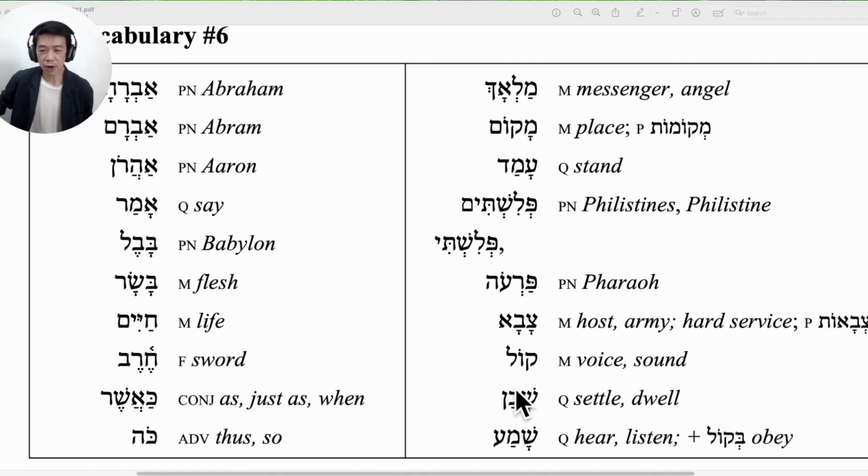So the last word at the bottom is hear or listen. In Hebrew, it's pronounced as shama. If we combine it with another word, be-kol shama, it means obey. To listen to the voice is to obey.